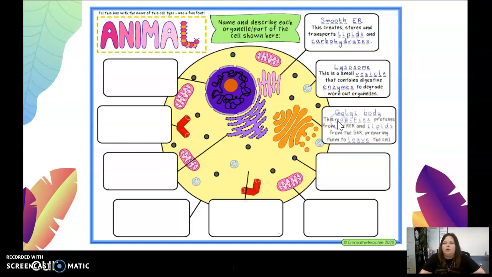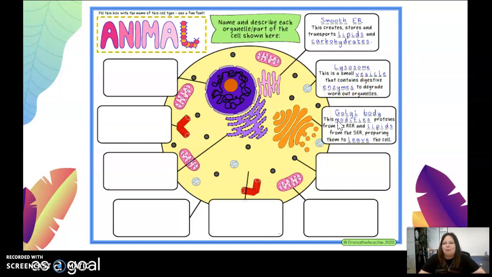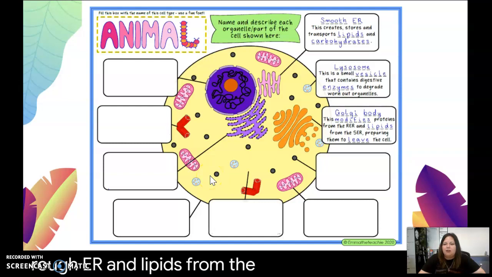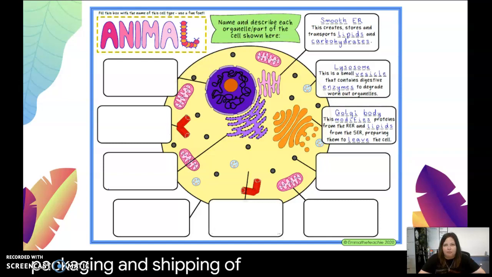Then we've got our Golgi body. You might hear it also referred to as a Golgi apparatus. This modifies proteins from the rough ER and lipids from the smooth ER, preparing them to leave the cell. So this one really does a lot of packaging and shipping of materials.